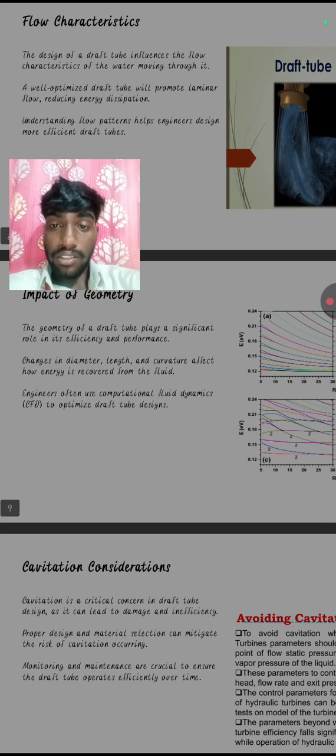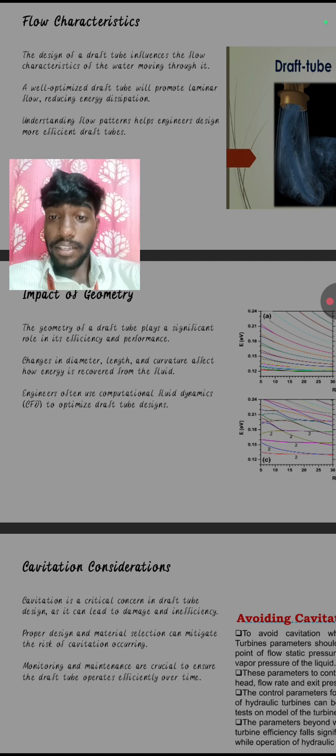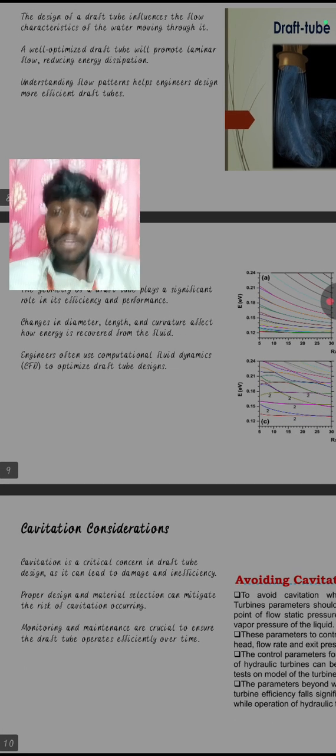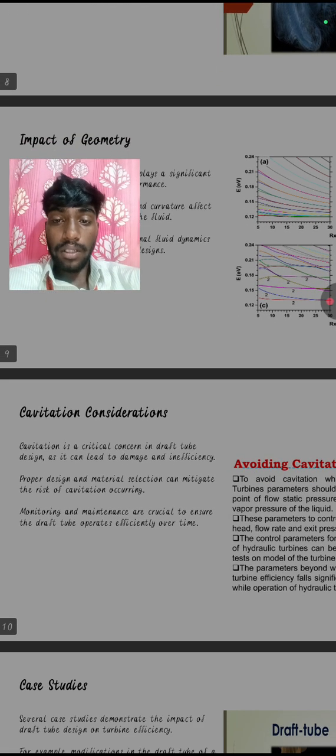Impact of geometry. The geometry of a draft tube plays a significant role in its efficiency and performance. Changes in diameter, length, and curvature affect how energy is recovered from the fluid. Engineers often use computational fluid dynamics, termed CFD, to optimize draft tube designs.